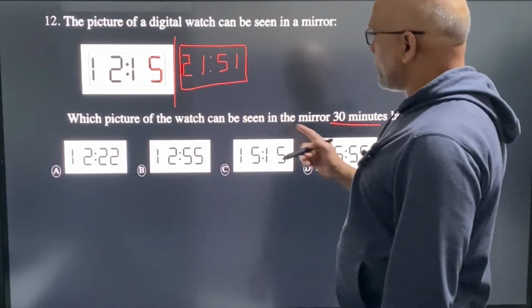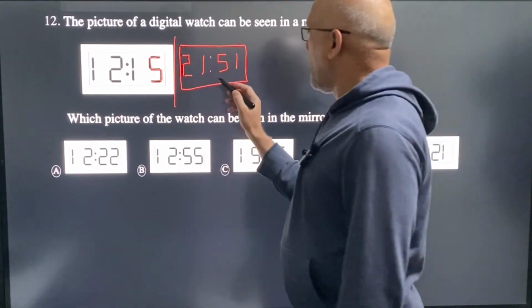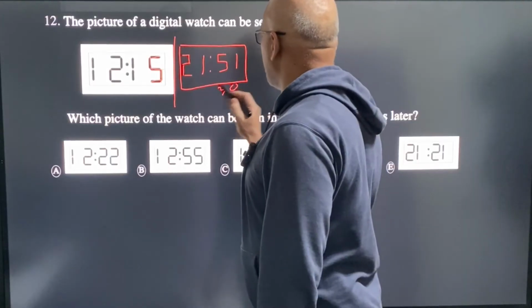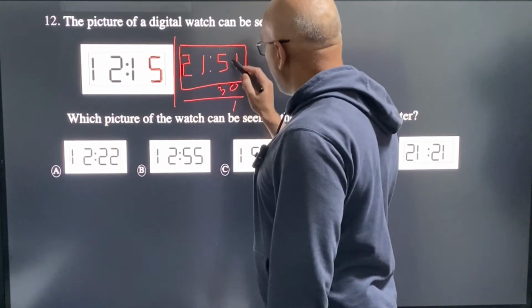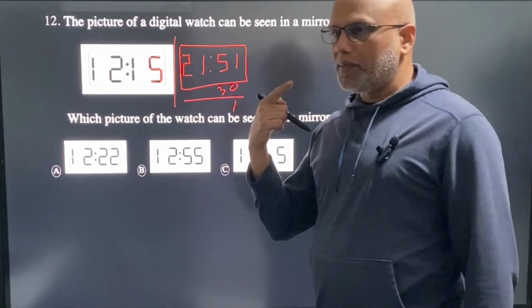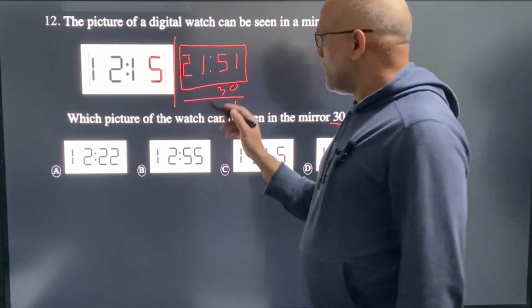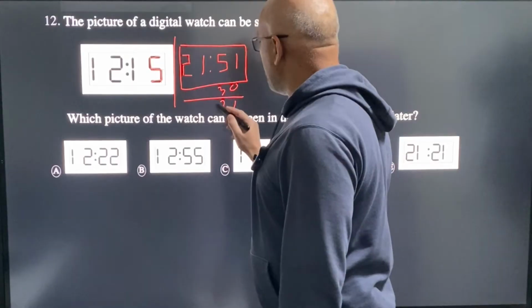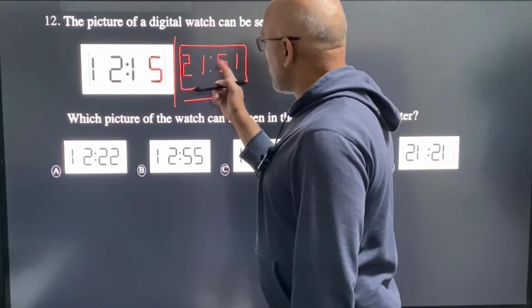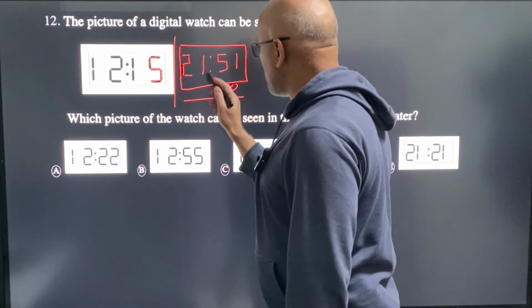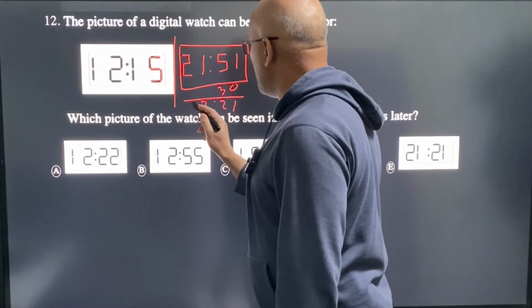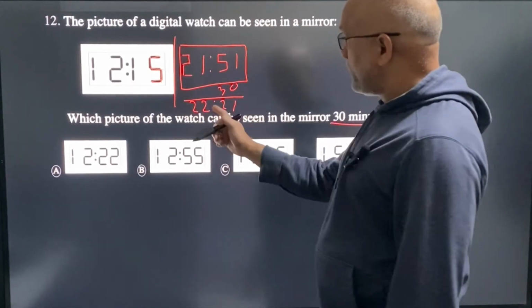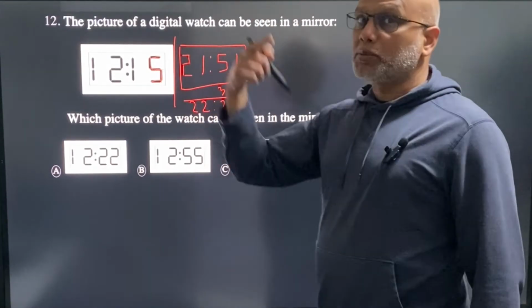So 30 minutes later, this is the current time. I will add 30 minutes to it. So this is 1. 5 plus 3 is 8, so that is 80 minutes. I will carry over 60 minutes, so the remaining will be 20 minutes here. And I'm carrying over 60 minutes, which is 1 hour. So this 1 plus 1 is going to be 2 and then 2. So this is the time after 30 minutes.